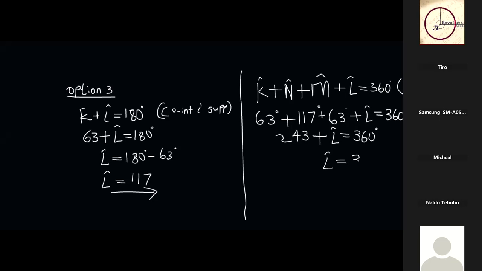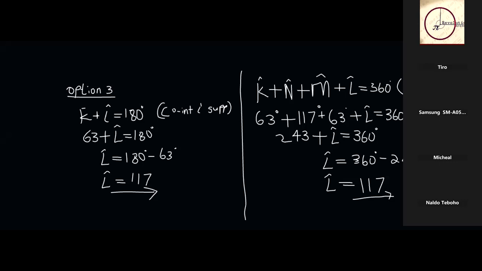If you don't get 117, I'm no longer teaching you. You will get 117. If I was wrong, I would ask Tiro, Michael or anyone on the session to become your maths teacher, and I would become a student. So that's basically how we solve this.